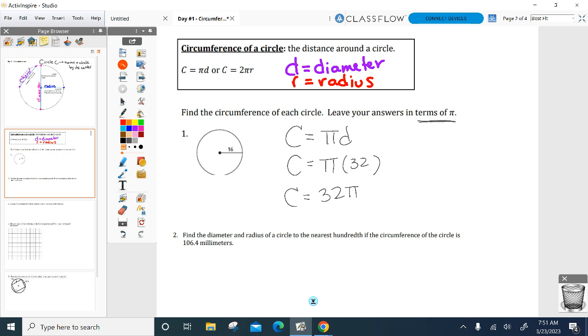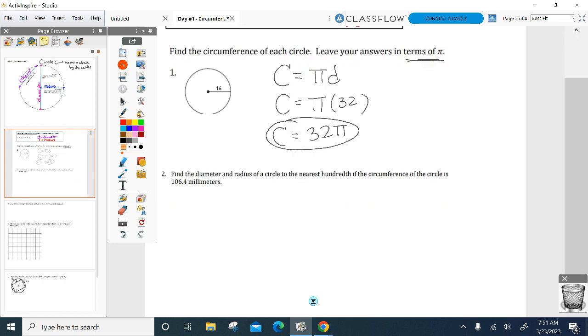That's in terms of pi. That means have pi in your answer. Don't go to your calculator. So the circumference, 32 pi. Everyone's good. That's a nice, easy, basic one for us to find the perimeter or circumference of a circle. All right, let's move it. Let's keep grinding here.